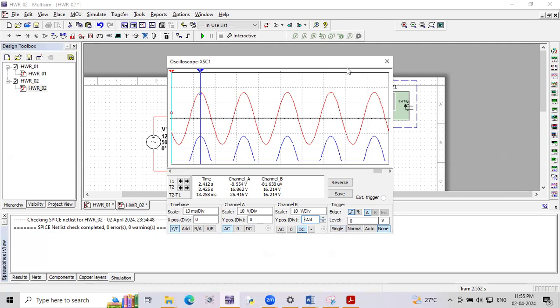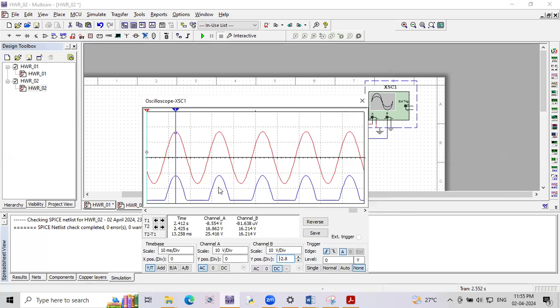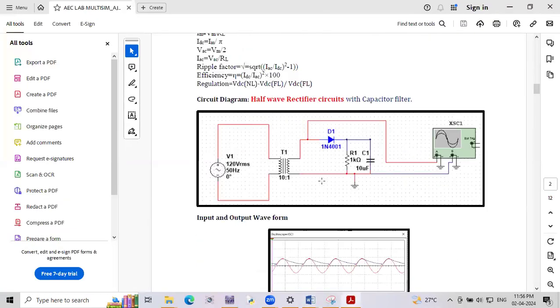Okay students, now let's calculate the values. You need to take the value 16.2 and substitute here. All of you check, see the calculation part. Substitute here.